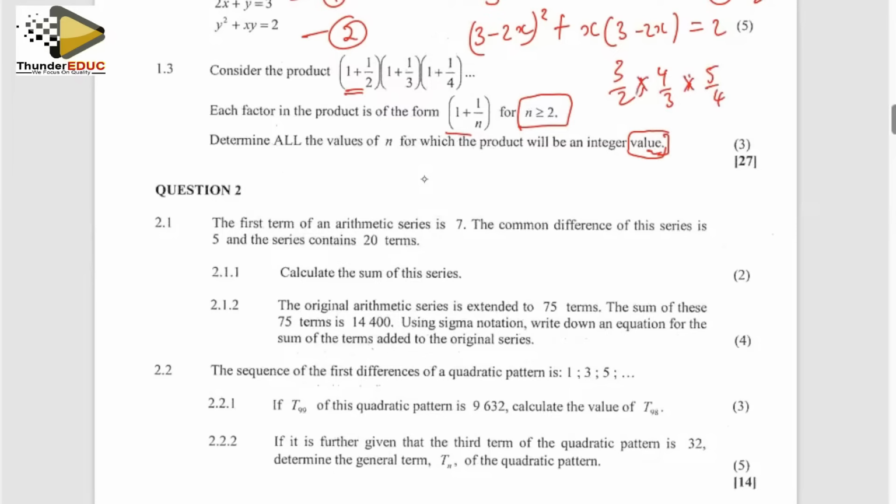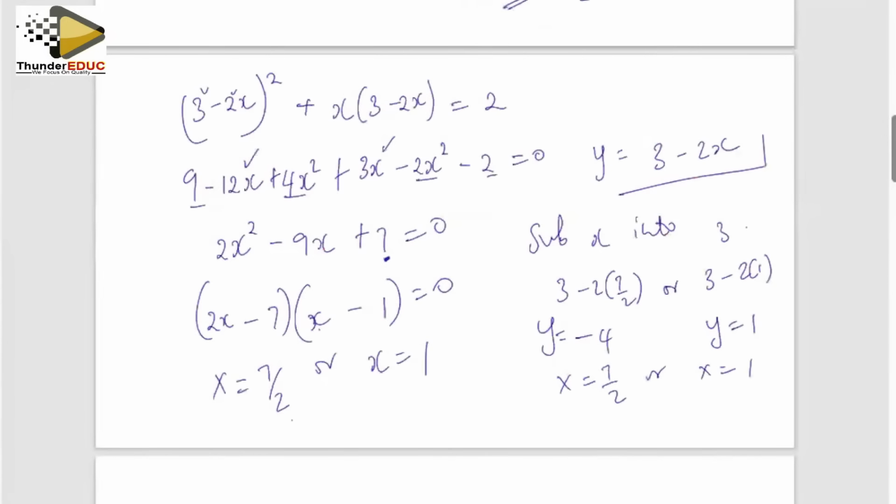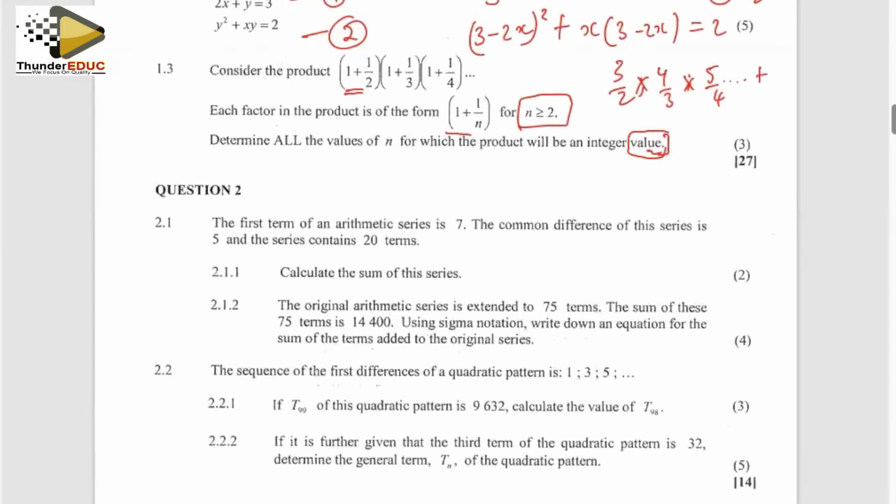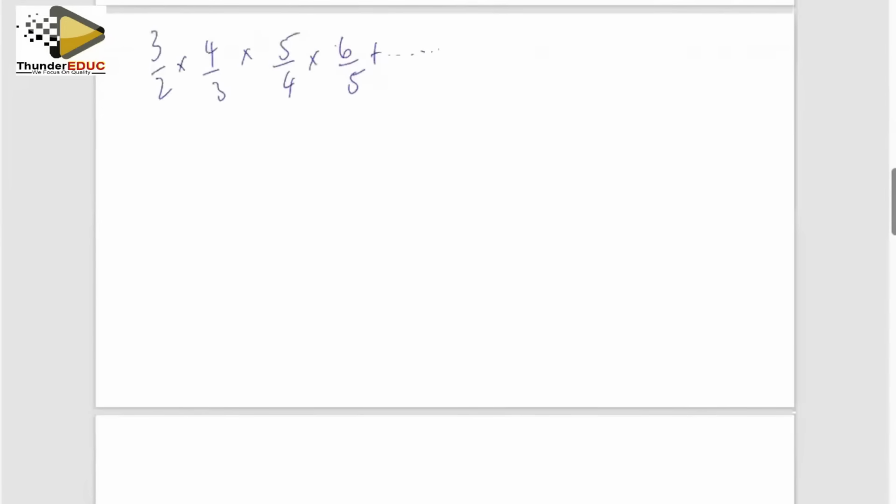Now, if we are multiplying this whole thing, we can see. Let me just put it this side so that I have enough space. Okay, so we say this 3 over 2, 4 over 3, 5 over 4, and that's going to be 6 over 5, and so on and so forth. Now, they told us that the nth term or the factor is in the form of 1 plus 1 over n, which means if we are to continue, we would end up with a 1 plus 1 over n.